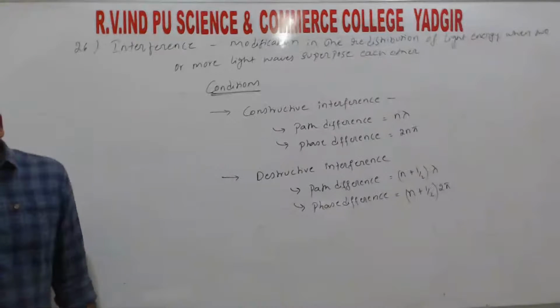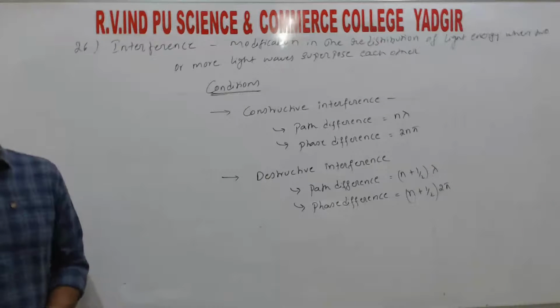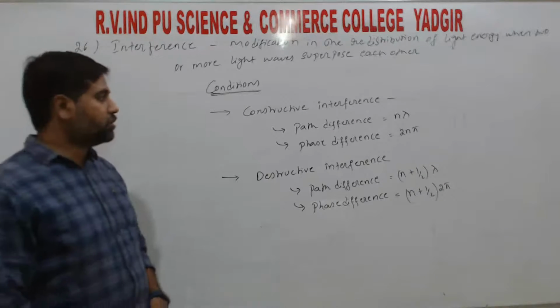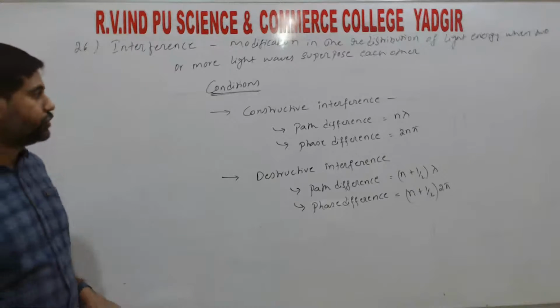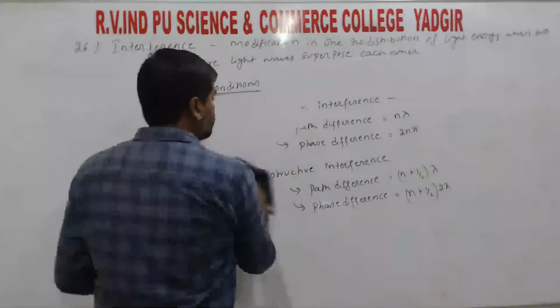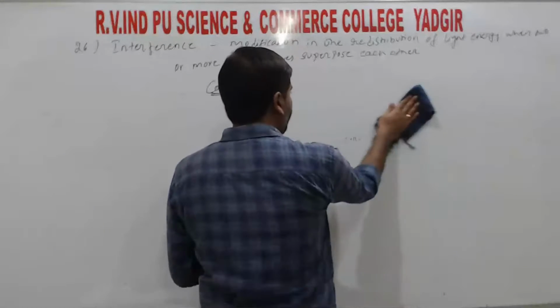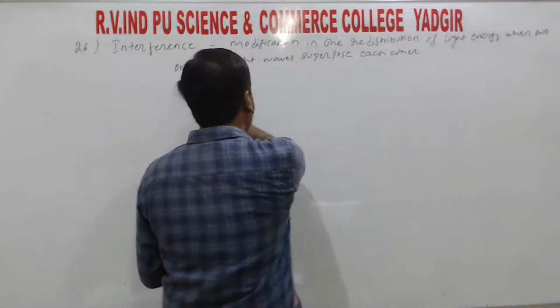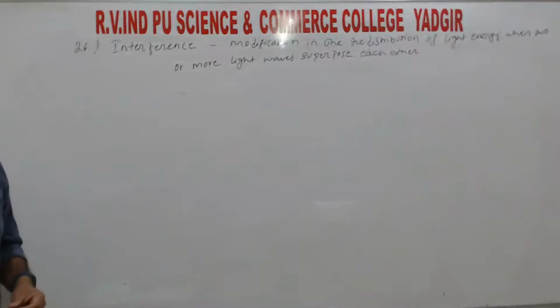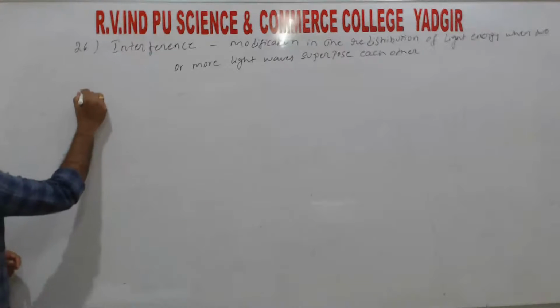So next, write three differences between interference and diffraction, right? You have to write the definitions of both, interference and diffraction. Then question number 27.